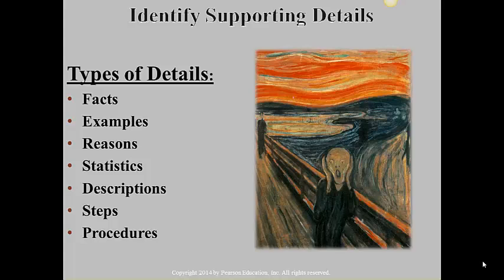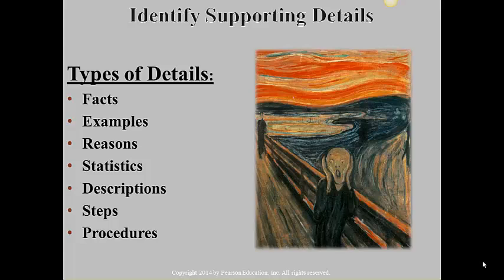An example makes ideas and concepts real and understandable. A fact or statistic provides evidence. A fact is going to be evidence that a main idea is correct, whereas a statistic is the same as a fact, but a statistic is in numerics, it's in numbers. A writer may support an idea by giving reasons why a main idea is correct.